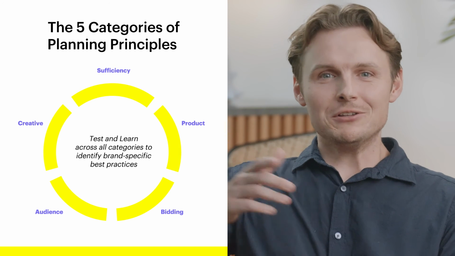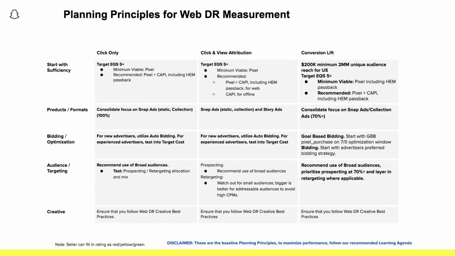For example, take a look at these planning principles by measurement solution. You may notice that if you use last click as your attribution window, we'd recommend focusing solely on Snap ads. But if you value view through or plan to use advanced measurement solutions like conversion lift, adding in story ads helps to ensure better coverage of purchase events that may be attributable to Snap. Meanwhile, when it comes to bidding, while we mostly recommend leveraging auto bid, for our partners using conversion lift testing, we put a high focus on our new 7.0 optimization window and a more targeted initial bid strategy in line with your other platforms.